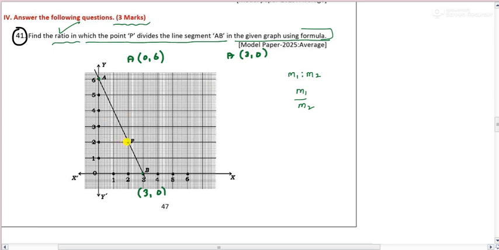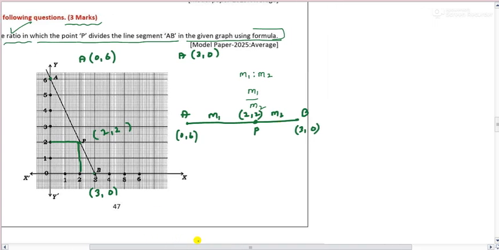Now point P. You know point P as well. If you look carefully, it is 2 comma 2. So if I draw a straight line, this is A, this side it is B, A is 0 comma 6, B is 3 comma 0, and point P here is 2 comma 2. We need to find m1 and m2. So which formula are you going to use here?